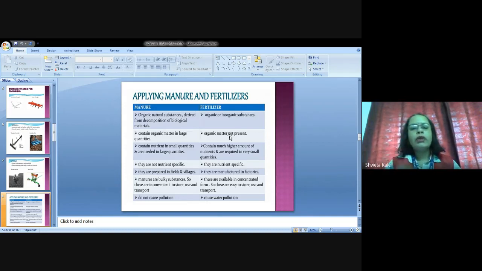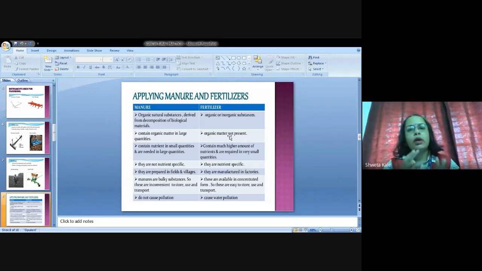So how can we give the necessary nutrients to the soil? It can be done with the help of manures and fertilizers. The basic difference between manure and fertilizer is that manure is made with the help of natural ingredients, like when dead plants and animals decay, they convert into manure. And fertilizers are mainly produced in factories.